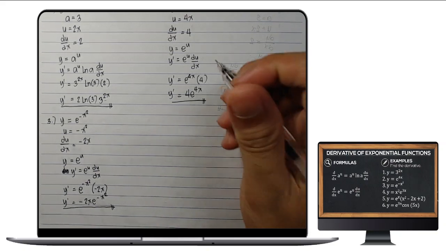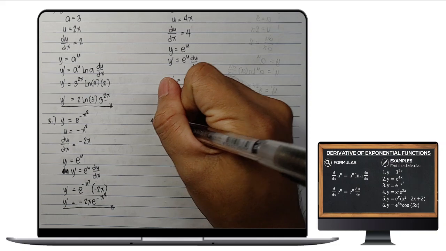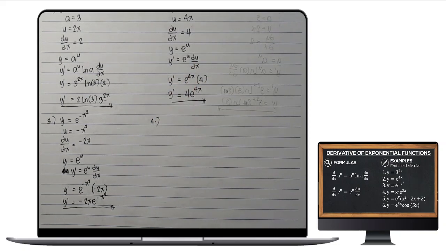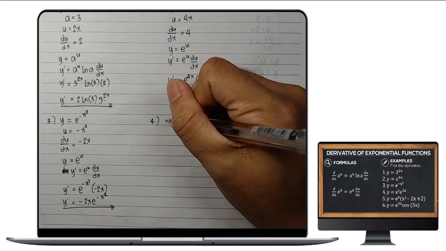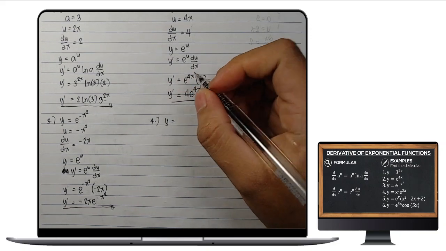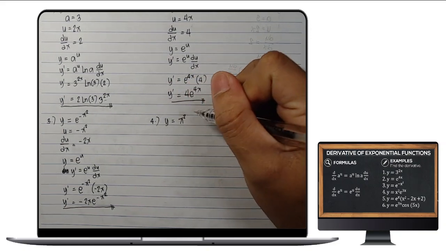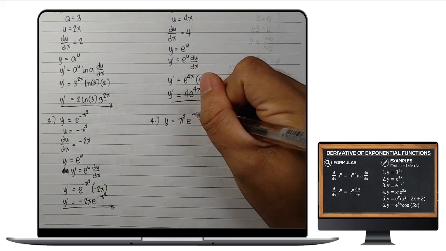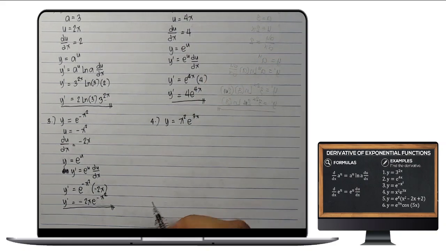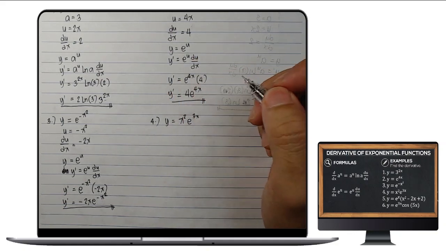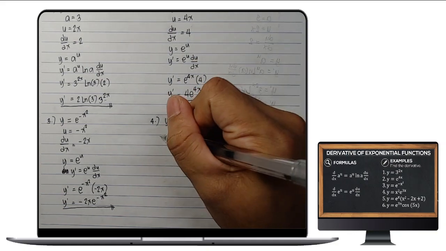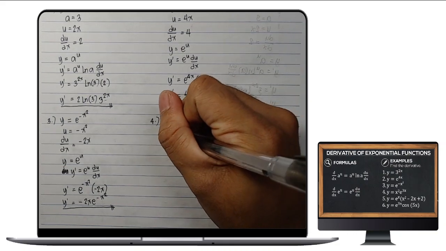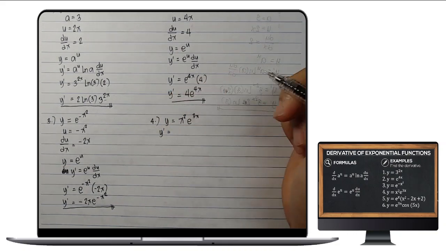Okay, so let's proceed. Let's have example number 4. We have y is equal to x squared e raised to 3x. As you can see, this is the derivative of a product. So let's solve this one directly. First derivative, or the y prime.